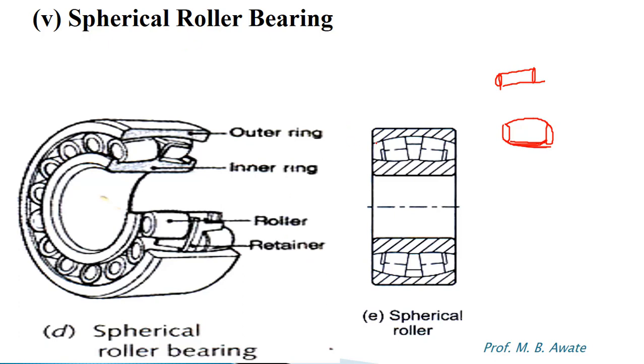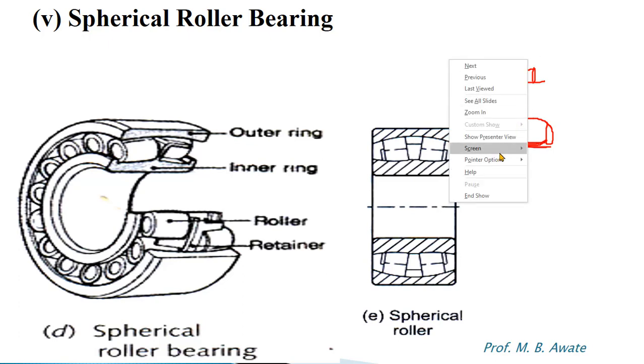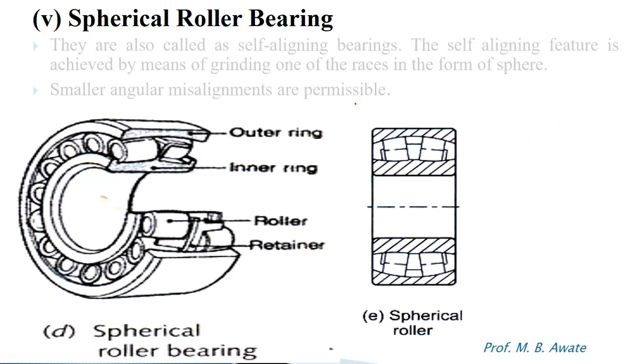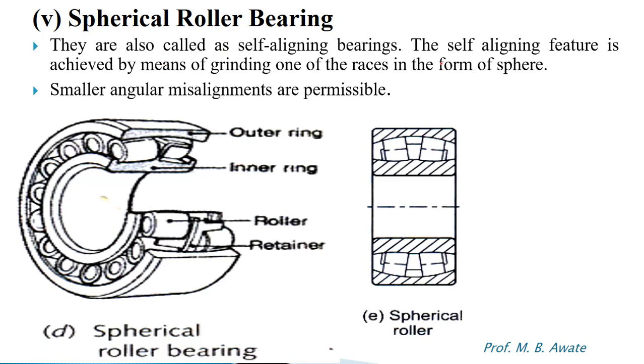You can also see the inner surface of the outer race has been ground in such a way that it can also tolerate a few degrees of misalignment. They are also called self-aligning bearings. The self-aligning feature is achieved by grinding one of the races in the form of a sphere. See here, this race has been ground in the form of a sphere. And here also a small angular misalignment is permissible. So here there are two rows of spherical rollers.